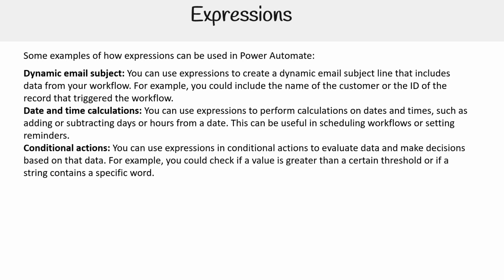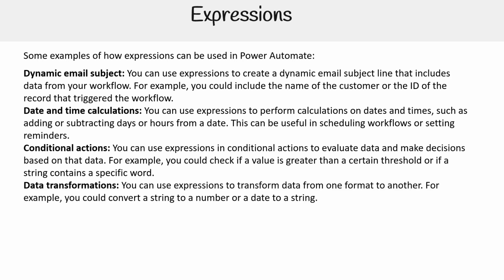Conditional actions. You can use expressions in conditional actions to evaluate data and make decisions based on that data. For example, you could check if a value is greater than a certain threshold or if a string contains a specific word. Data transformations. You can use expressions to transform data from one format to another. For example, you could convert a string to a number or a date to a string.